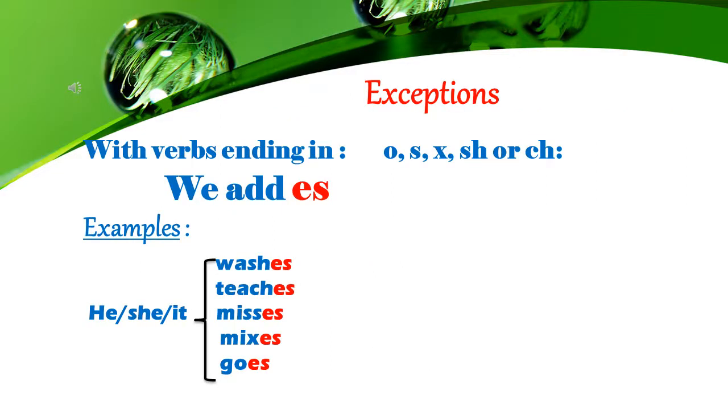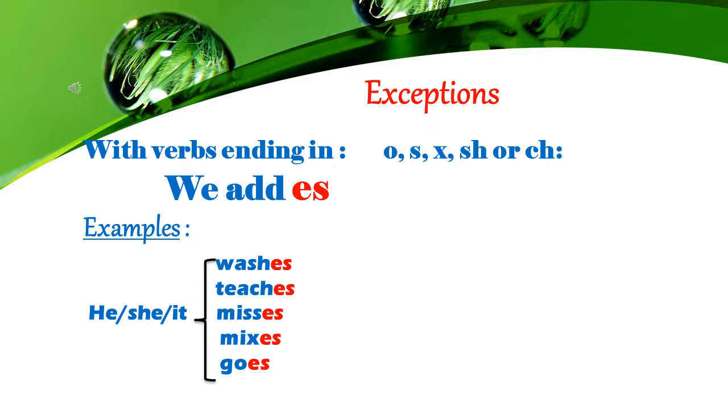So this is the first exception to the simple present tense rule. Verbs ending in o, s, x, sh or ch, we add es when we have he or she or it, the third person singular.